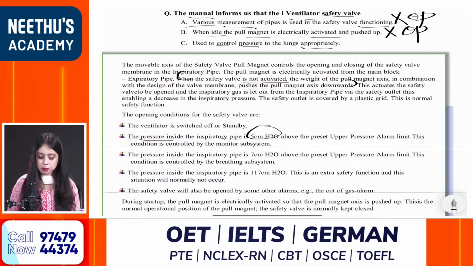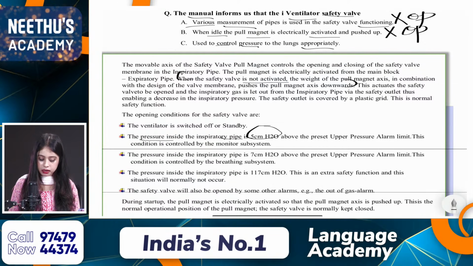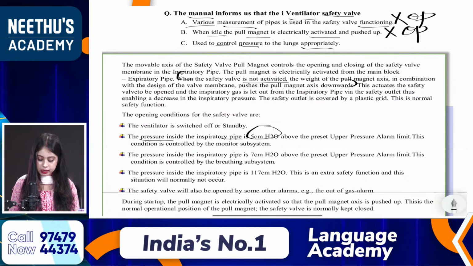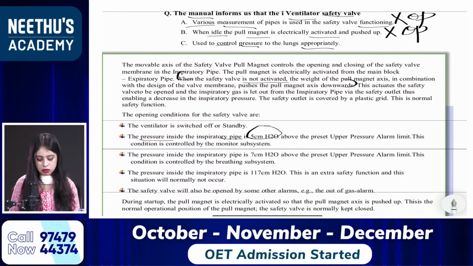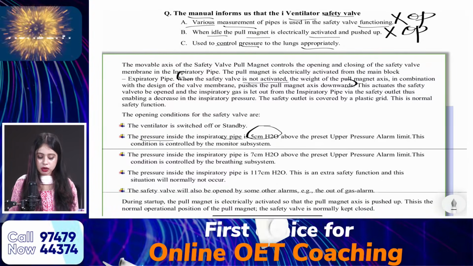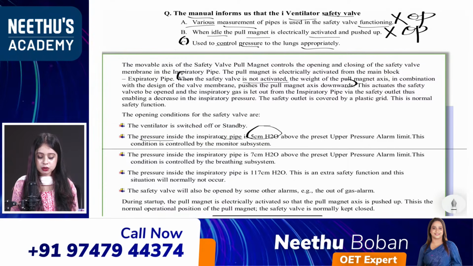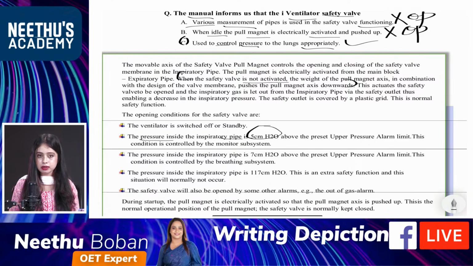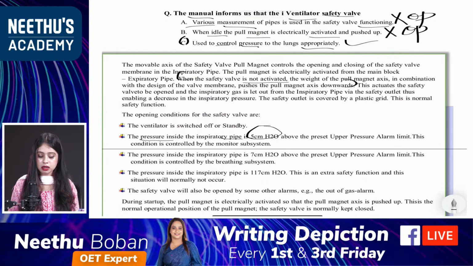During startup, the pull magnet is electrically activated so that the pull magnet axis is pushed up. Then this is the normal operational position of the pull magnet. The safety valve is normally kept closed. Okay, so what is the main idea here? It is all about option C, used to control pressure to the lungs appropriately. Okay, so that is the correct answer.